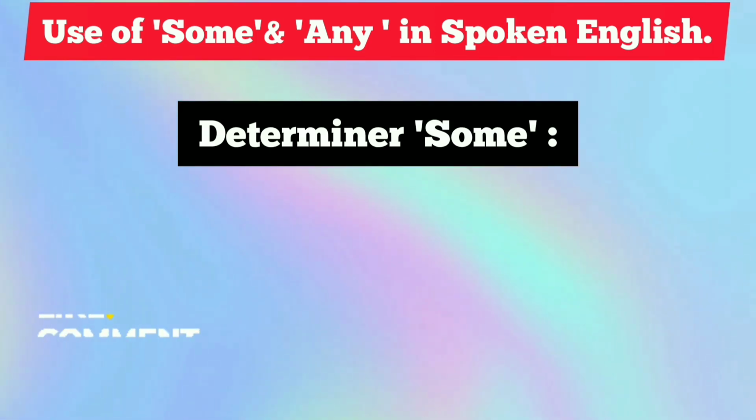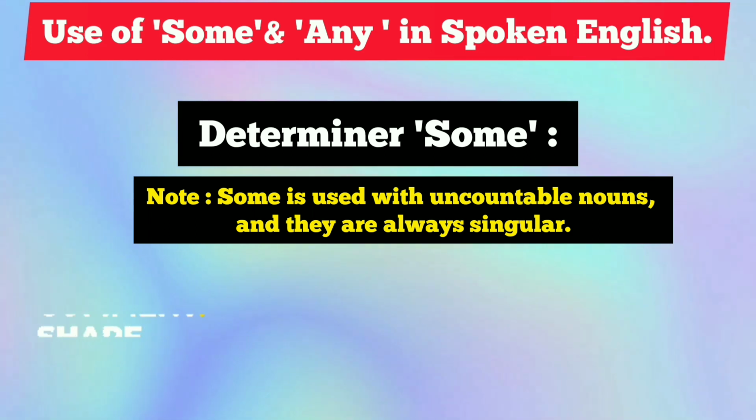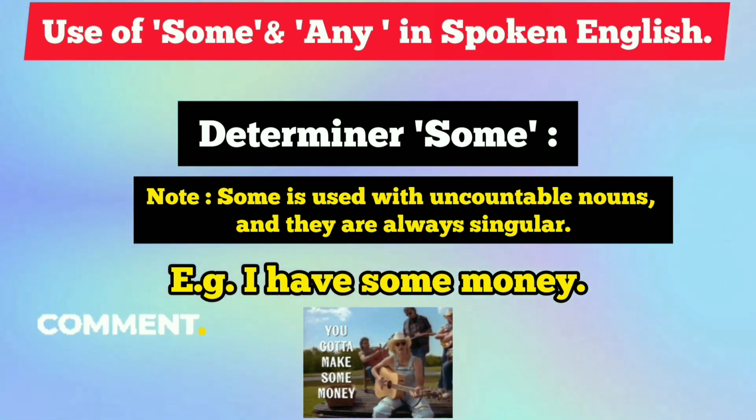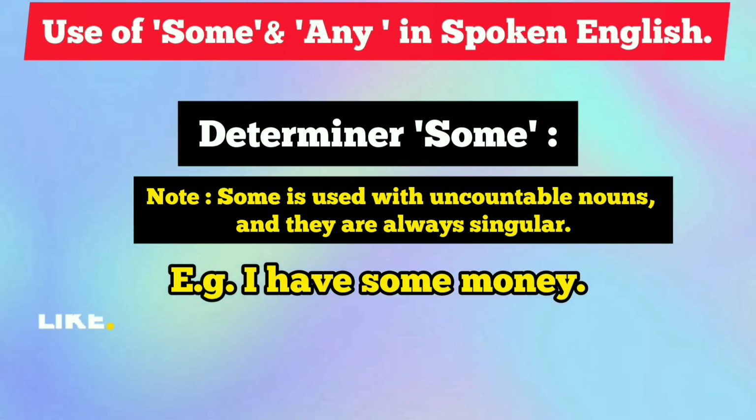Up next I'm going to show you some more examples, but you need to note that some is used with uncountable nouns and they are always singular. The form is always singular when you are using it with uncountable nouns. As you see the example, I have some money. Money is uncountable obviously, and I'm using some before that. You cannot make it plural because it takes a singular form. Money is money, it is uncountable.